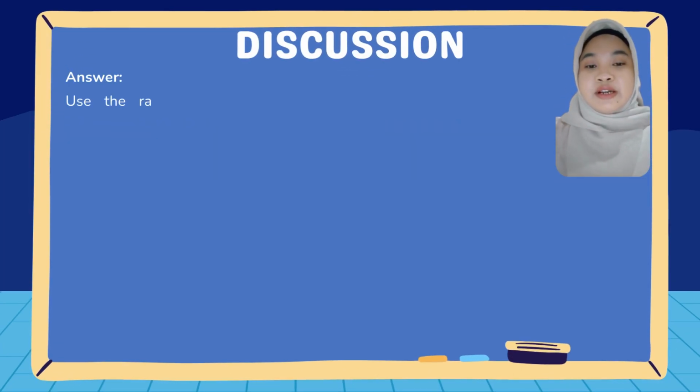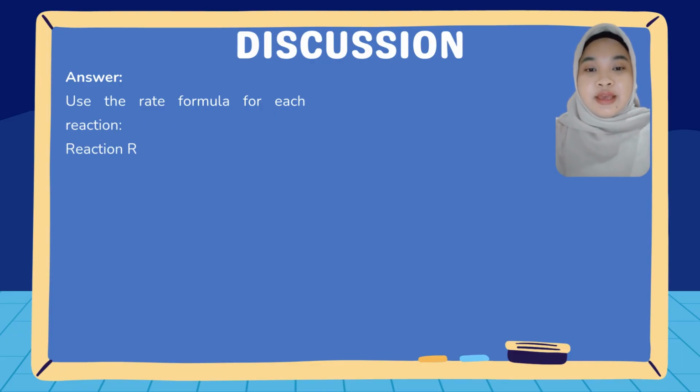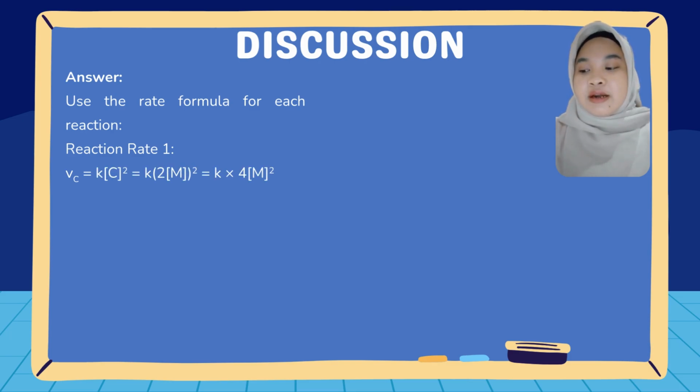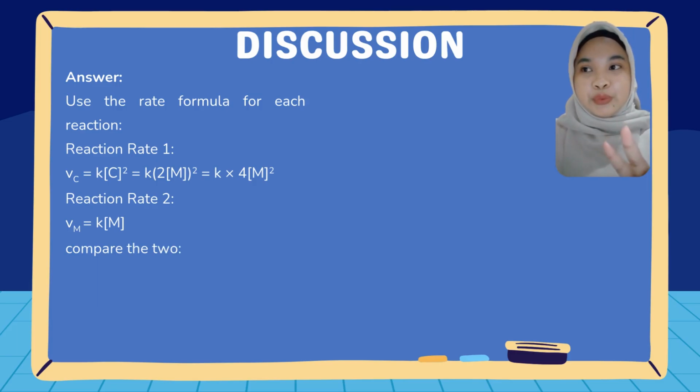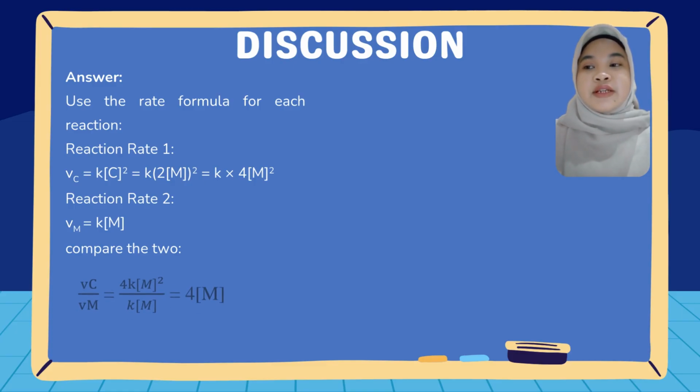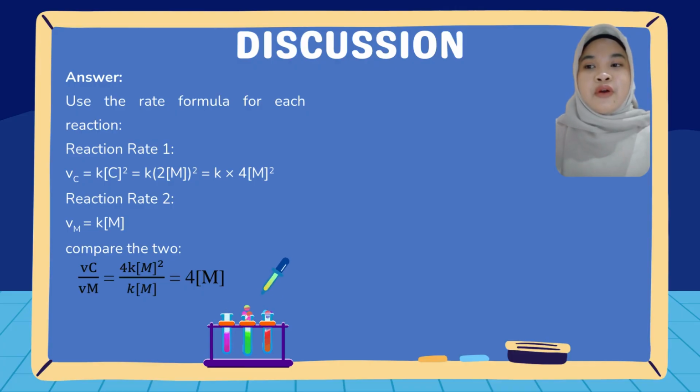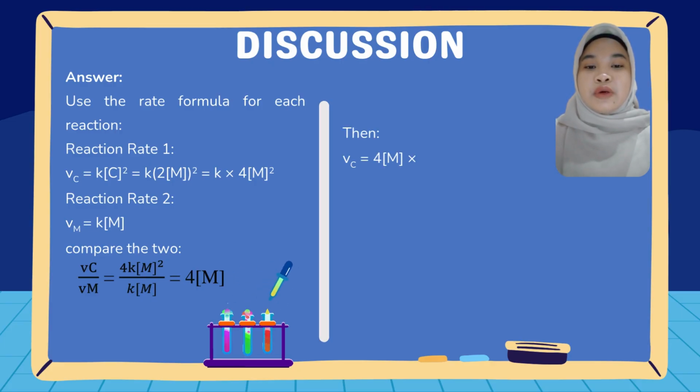Answer. Use the rate formula for each reaction. Reaction rate 1. Reaction rate C equal to K concentration C squared equal to K times 2 concentration M squared equal to K times 4 concentration M squared. Reaction rate 2. Reaction rate M equal to K concentration M. Compare the two. Reaction rate C per reaction rate M equal to 4K concentration M squared per K concentration M equal to 4 concentration M. Then, reaction rate C equal to 4 concentration M times reaction rate M.